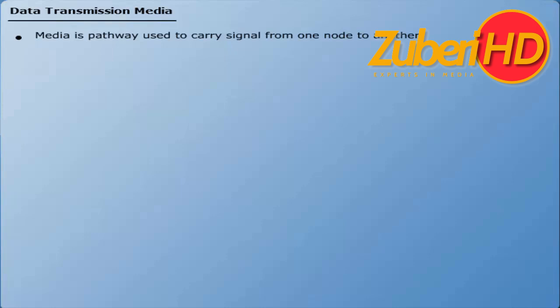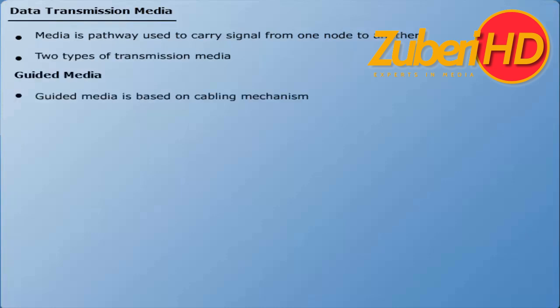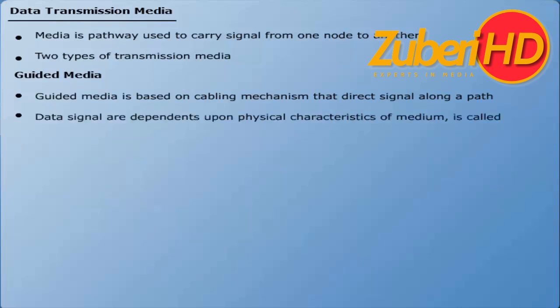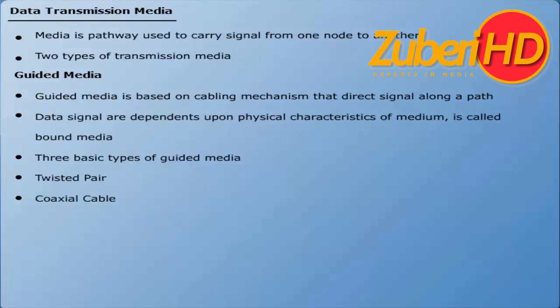There are two types of transmission media. Guided media. Guided transmission media is based on a cabling mechanism that directs the data signals along a specific path. The data signals are dependent upon the physical characteristics of the medium. Therefore, it is also called bound media. There are three basic types of guided media. Number 1, twisted pair. Number 2, coaxial cable. Number 3, optical fiber.